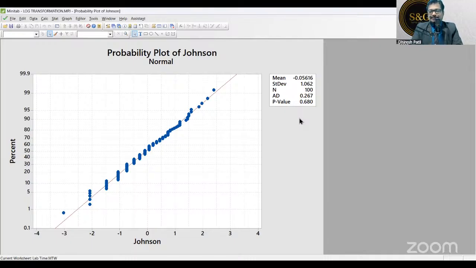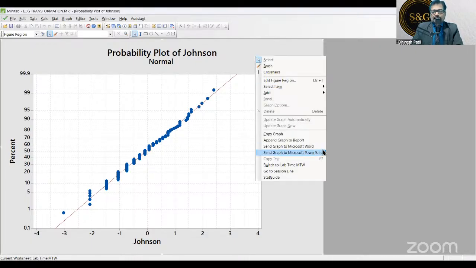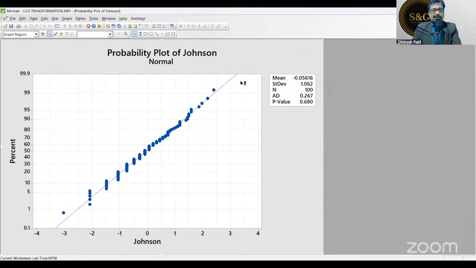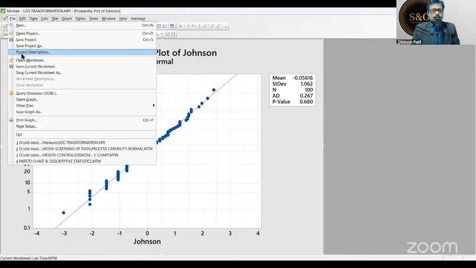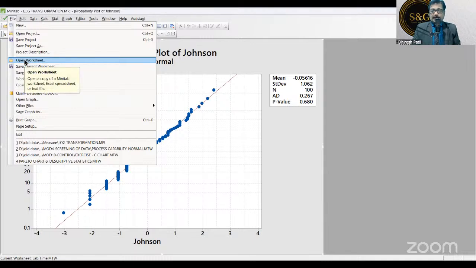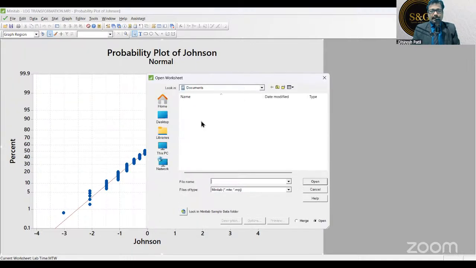How do you save this file from Excel to Minitab? Just right click on this. Let's say you want to open an Excel data file directly in Minitab. Go to File, Open Worksheet. Just click on Open Worksheet. Now wherever your Excel file is, select that file and click on Open. It will open in Minitab.